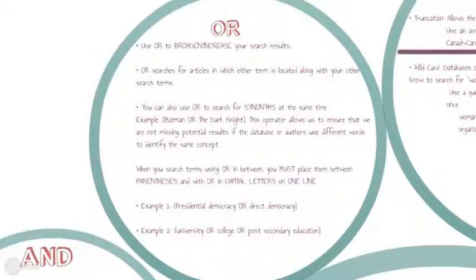So when we search terms using OR in between, you must place them between parentheses and with OR in capital letters on one line. Most of the databases will allow you to use a little drop-down menu to use AND or OR, but I find it's much easier to use OR just on one line. So it'll look just like this in my examples. So we have presidential democracy or direct democracy, or university or college or post-secondary education. So OR will connect all of our synonyms at the same time.